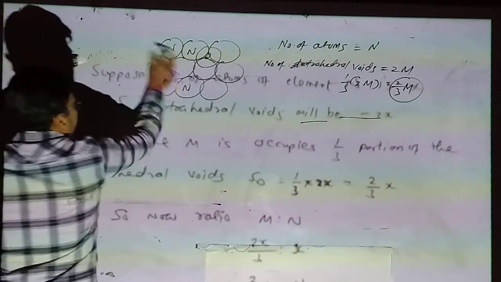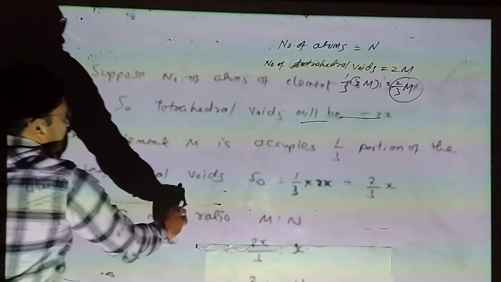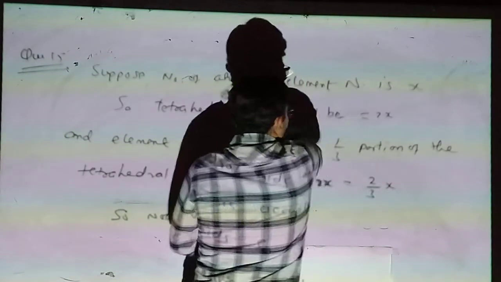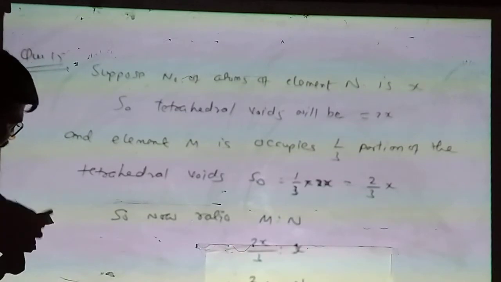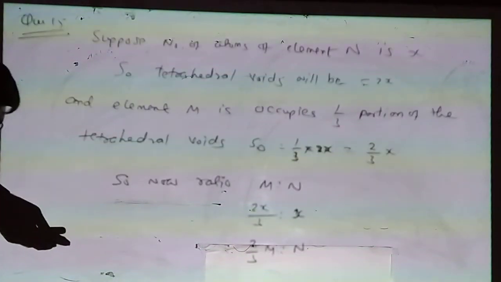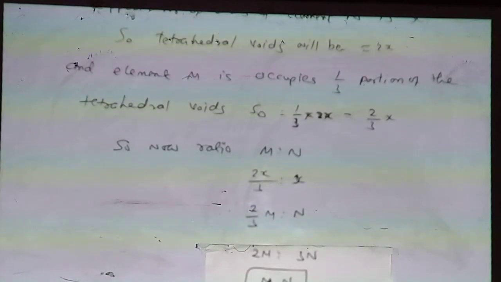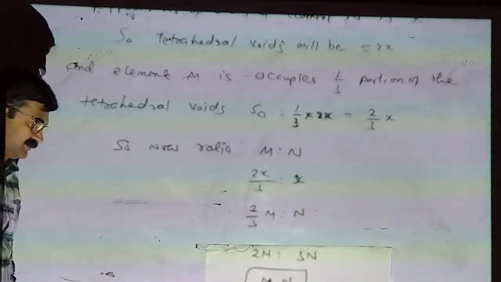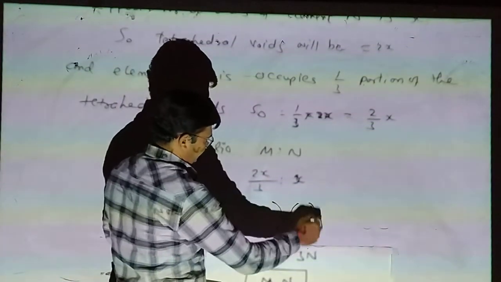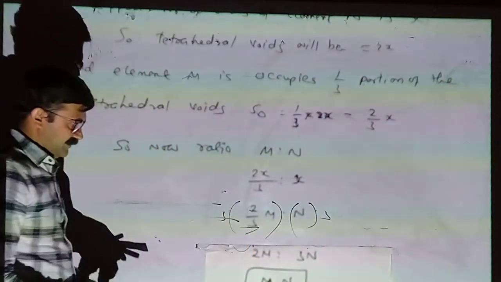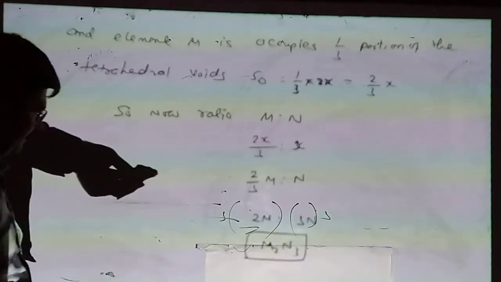Suppose the number of atoms of the element N is x, assume. So tetrahedral voids will be double, twice, 2x. Element M occupies 1/3 portion of the tetrahedral voids. So 1/3 of 2x, so 2x by 3. So now the ratio of M and N is 2x by 3 and x. We are taking the LCM, so 2/3 M is to N. So we are multiplying both sides by 3, so 3 will be cut. So 2M and 3N. So the formula will be M2N3.